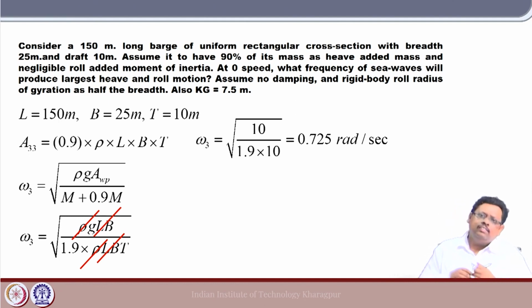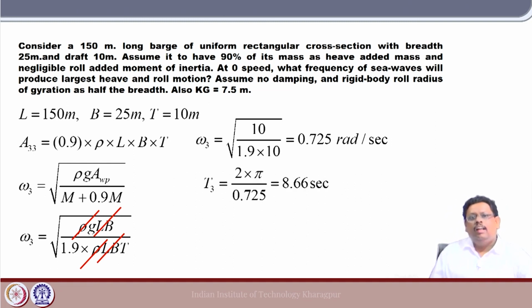Frankly speaking, we really do not understand much. I mean, we cannot visualize the frequency. It is much clearer, at least for me, to know what the time period is. Now, if you use the formula for time period, it is 2 pi by omega, and then we can find that the natural time period is almost 9 seconds. So, what does it mean? It means that if 9-second waves hit that shape, then it can have high oscillation in heave mode. Okay.